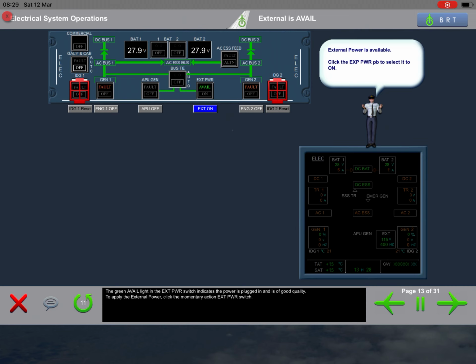The green available light in the external power switch indicates the power is plugged in and is of good quality. To apply the external power, click the momentary action External Power switch.